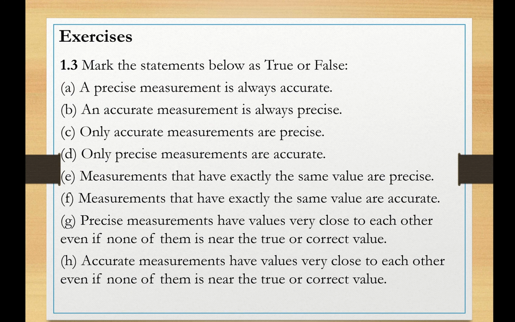A precise measurement is always accurate. That's definitely false because the definition of precision refers to how close are measurements to each other and not necessarily how close it is to the true value. And of course, B is also false, right? We've seen it already. Of course, this is false because it could just happen that precise measurements can have an average value very far away from the true value. Only precise measurements are accurate. That's false also.